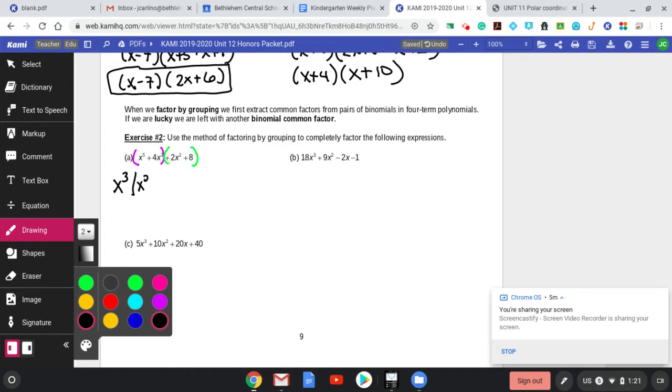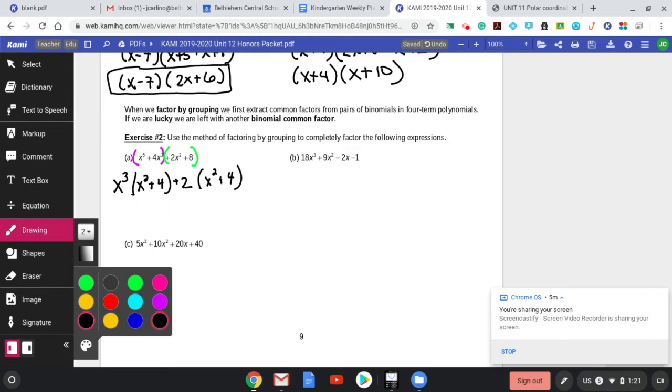x squared plus 4. Okay, keep going. What can I take out of the green grouping? I can take out a 2. And what's left after I take out a 2 from the green grouping? x squared plus 4. And now look, we're at the point we were above in parts A, B, C, and D.